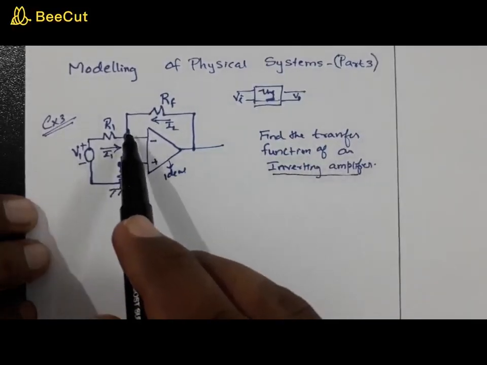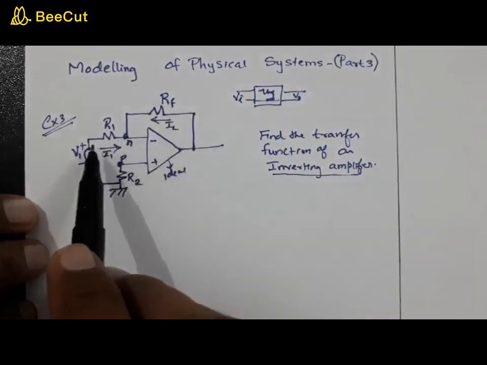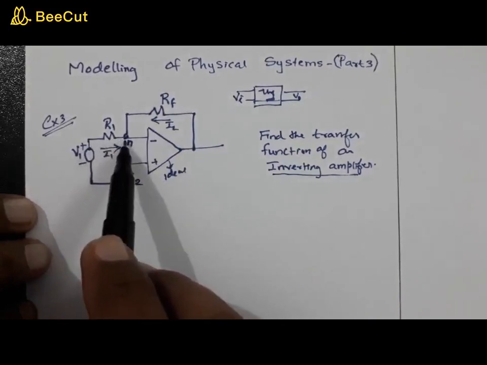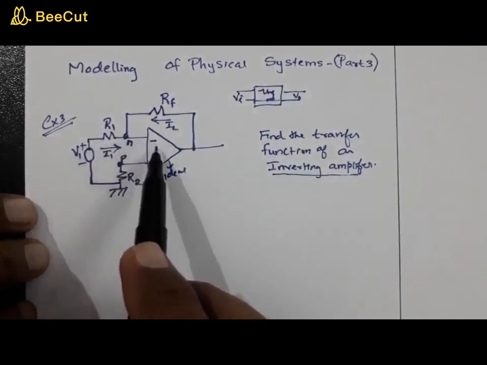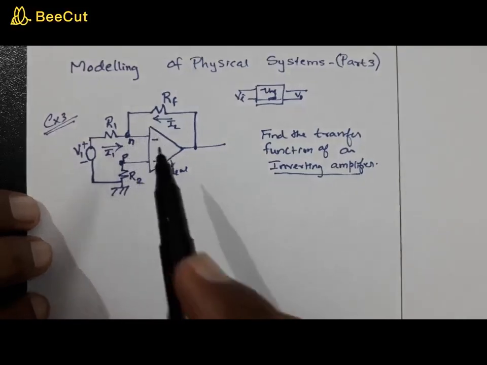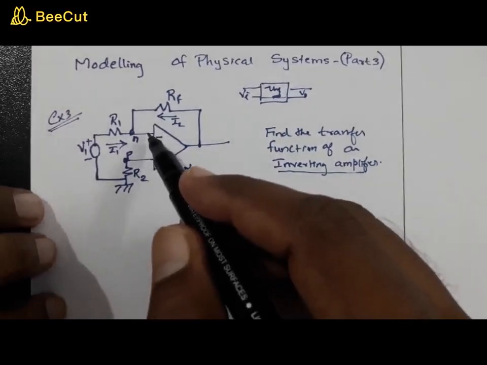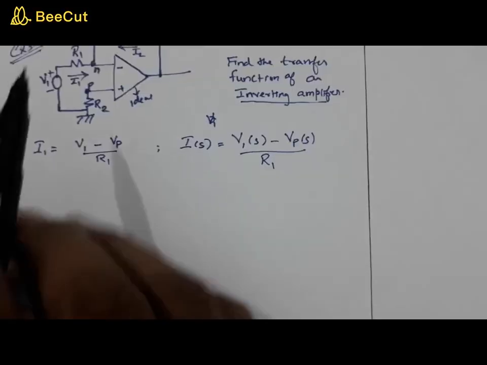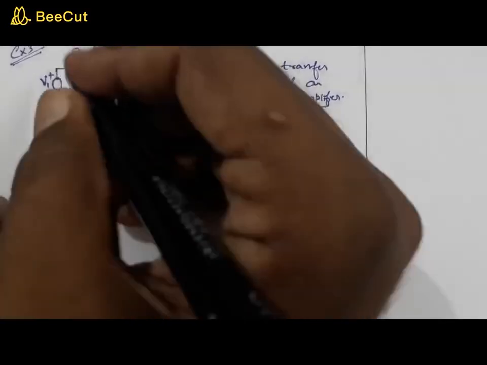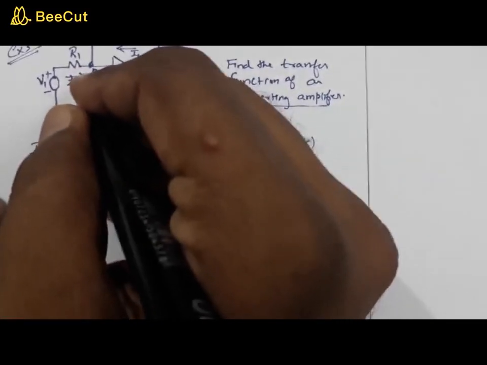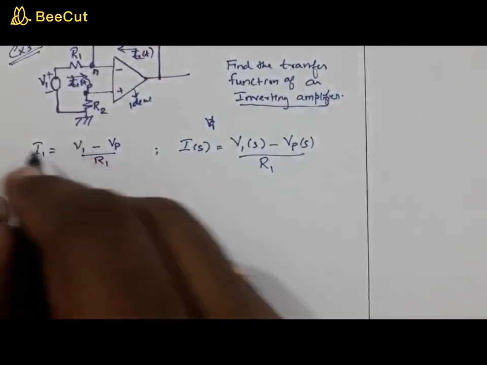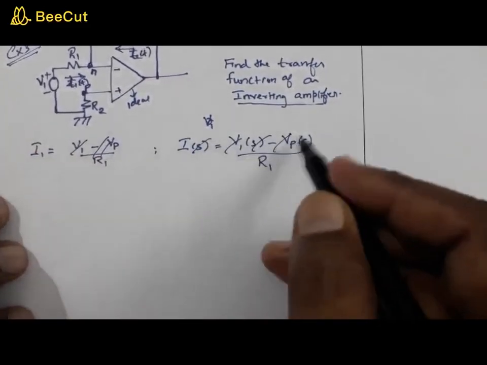It works as an amplifier because of this feedback. Because of this voltage source you have a current I1 moving towards this node N, but it will not enter the op amp because of its very high, infinite impedance. Therefore the current through this is zero. Let us denote this as I1 of t, and this as I2 of t, in the time domain. Let's write down the time domain equations.